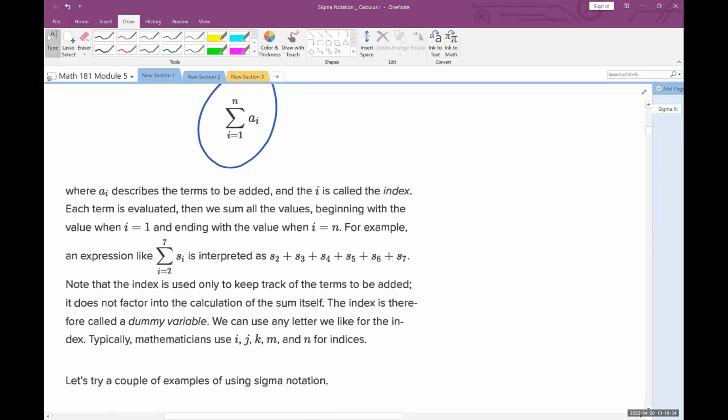Or as they show here, that could be S sub I. In this case, they started at I equals 2. That's why it's a 2, 3, 4, all the way out to 7. This is a pretty flexible function. Most calculators have a summation tool on them, so you can add up terms if you have a defined term that is dependent upon which number it is in the order.